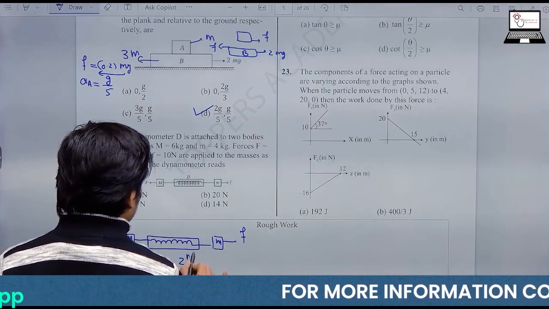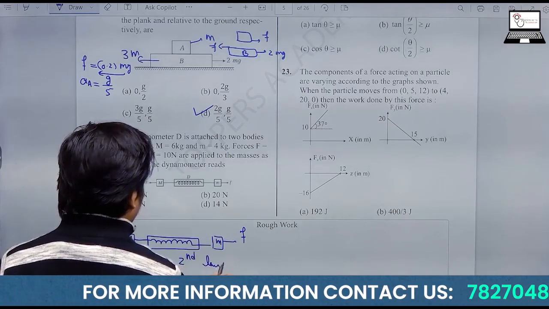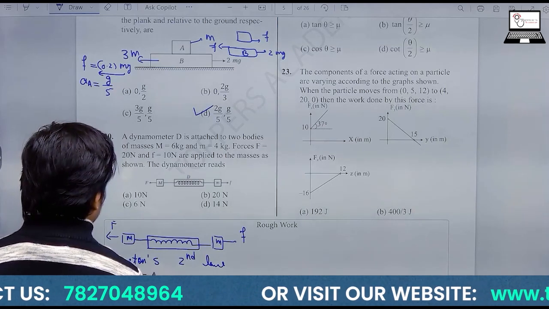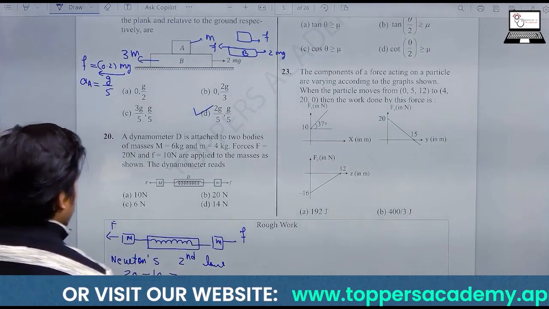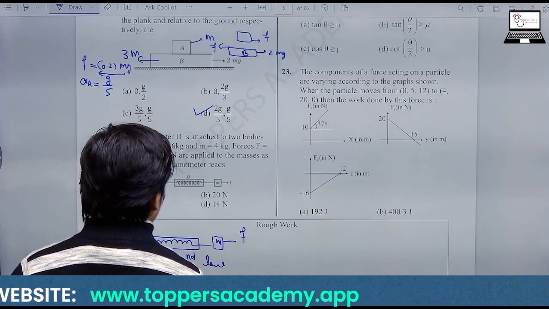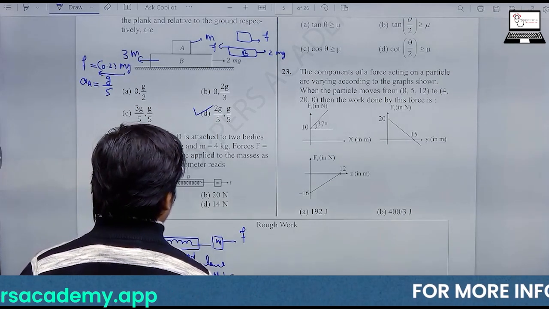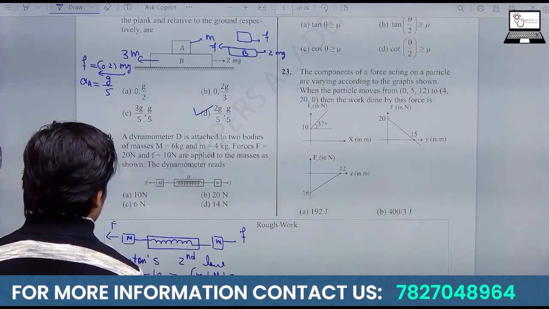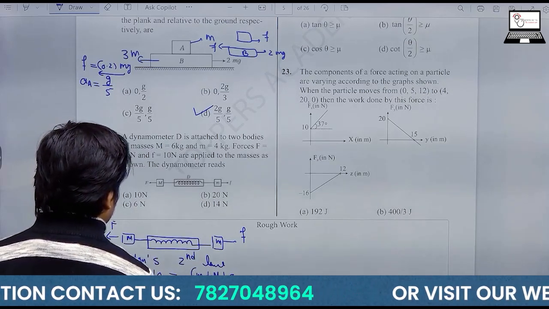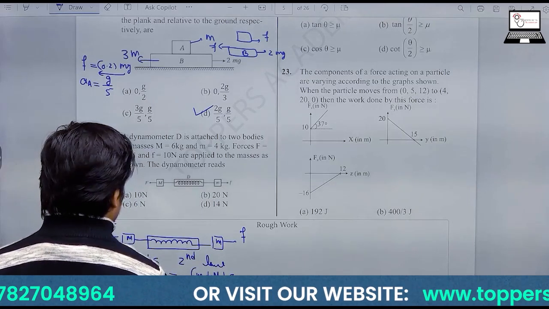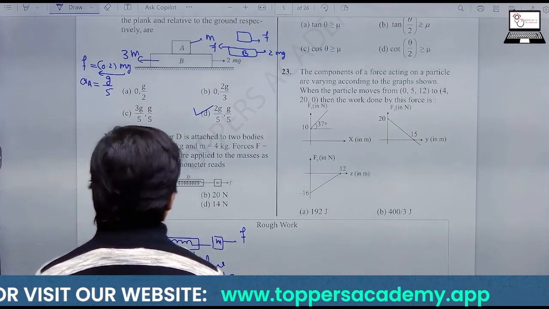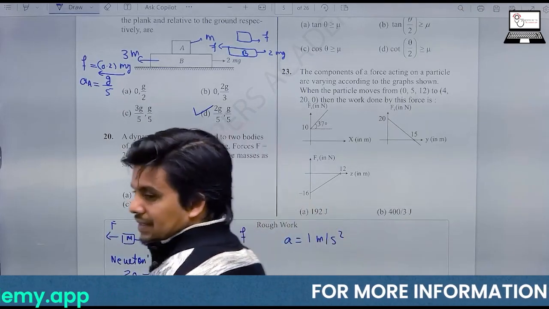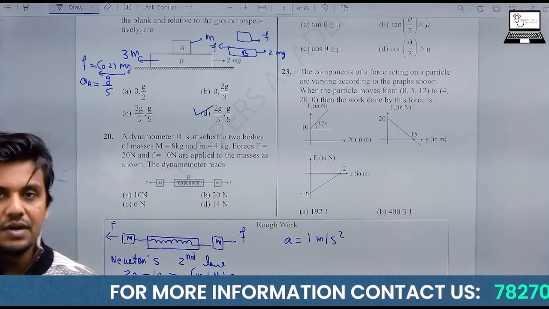So if I use Newton's second law, I can write that 20 Newton minus 10 Newton is equal to small m plus capital M into acceleration of this body. What is small m? That is 4 kilogram. Capital M is 6 kilogram. So I can write that 10a is equal to 10 Newton, or actually acceleration is 1 meter per second square.